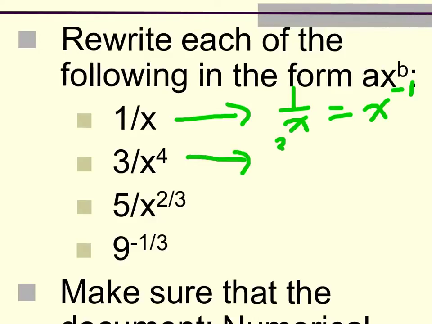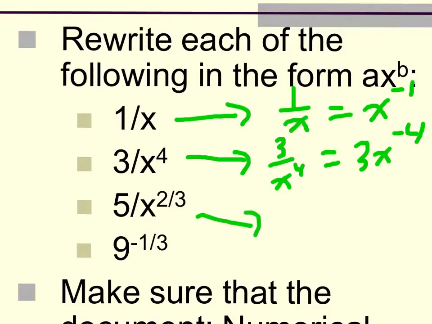So once again, this one is 3 over x to the fourth, and that is equivalent to 3 times x to the negative 4. Because we're dividing by x to the fourth, we can rewrite that as x to the negative fourth. Here's one that's 5 over x to the 2/3. Following the same pattern, we should be able to see that that is 5x to the negative 2/3 power.